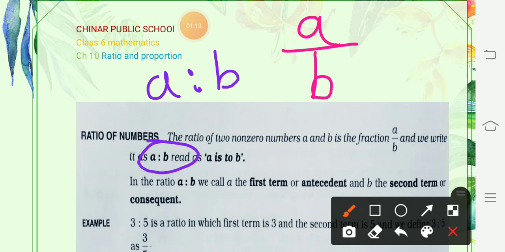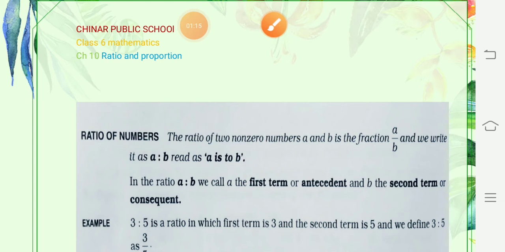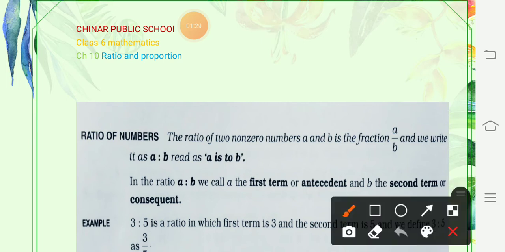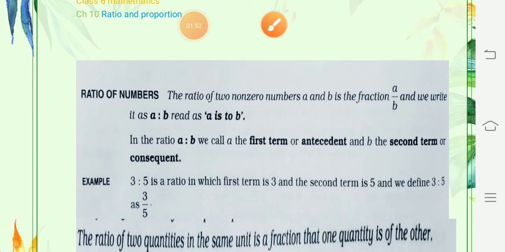Is it okay, students? Once more, the ratio of two non-zero numbers a and b is the fraction a upon b, and we write it as a ratio b and read it as a is to b. In the ratio a ratio b, a is called the first term, or antecedent, and b is the second term, or consequent.